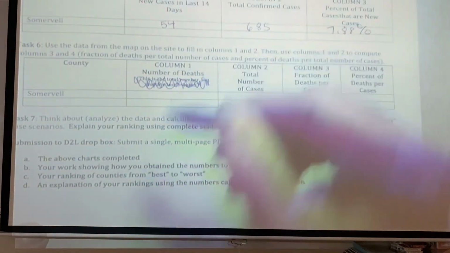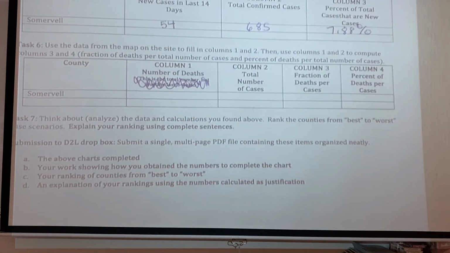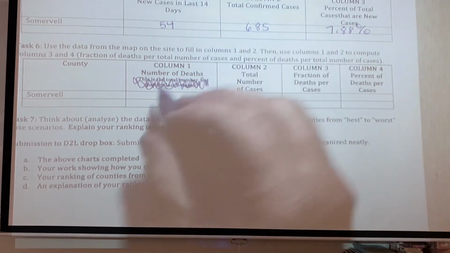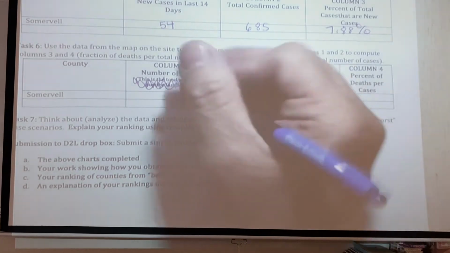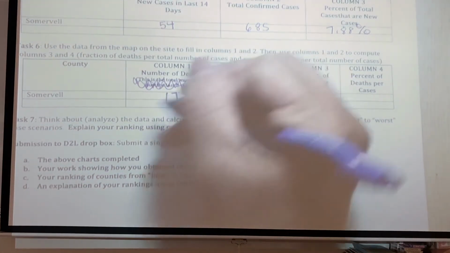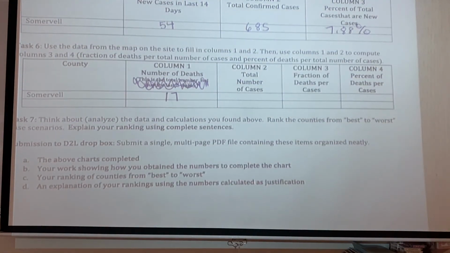That's the problem with this assignment, is it's ever changing. That map is ever changing. So I make up the assignment and then they change the map. So this is just the total number of deaths. I was thinking, man, 17 in the last 2 weeks is a lot of people to die. So this is total number of deaths.